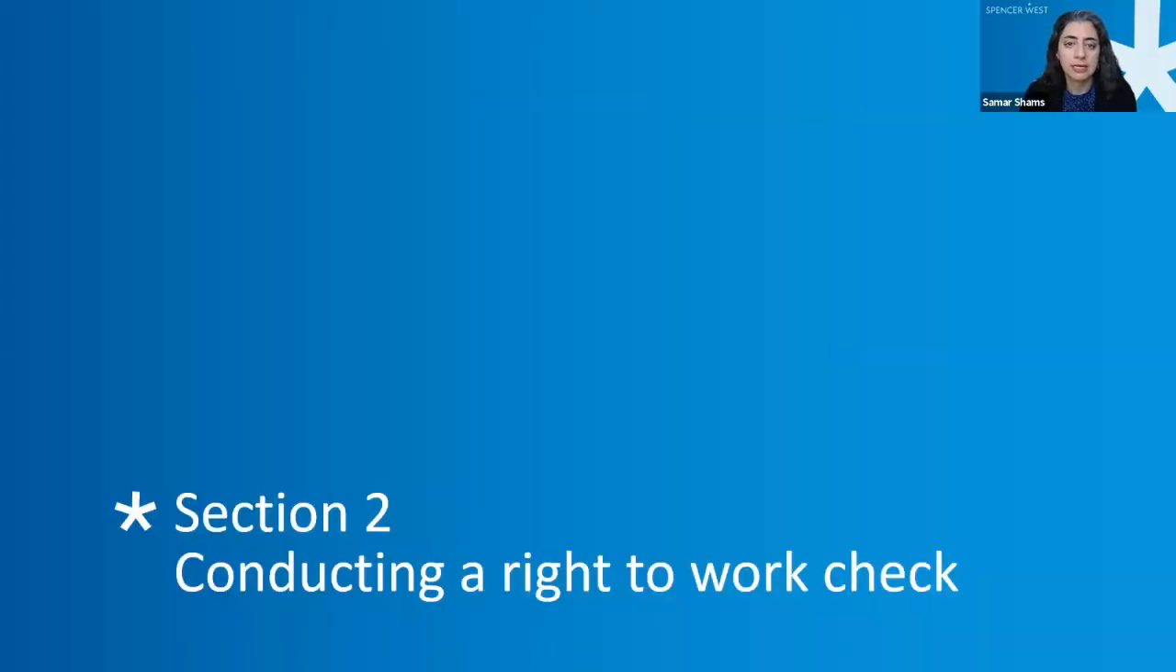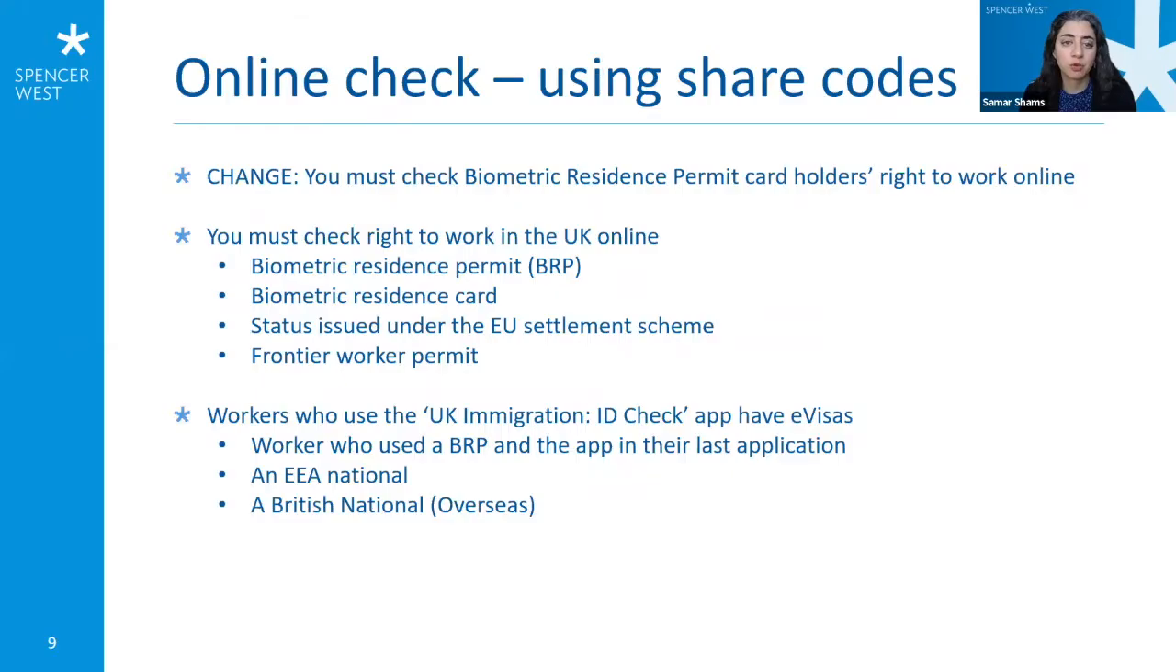Okay, so let's get into the nuts and bolts of how to do the checks under each type of check that you might be able to do. First, we're going to talk about what are called online checks, okay? That's when you use a share code that's generated by the employee to verify their right to work. I would urge you to use the share code system whenever possible. It's not going to be possible for every individual. We'll see that not everybody can generate a share code to demonstrate their right to work in that way. But where it is available, I do think this is the best option for employers.